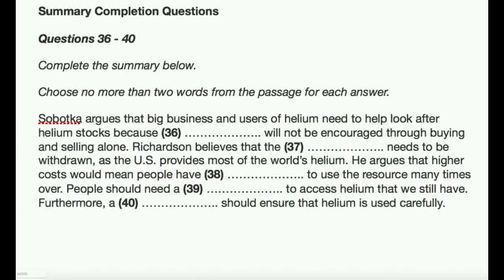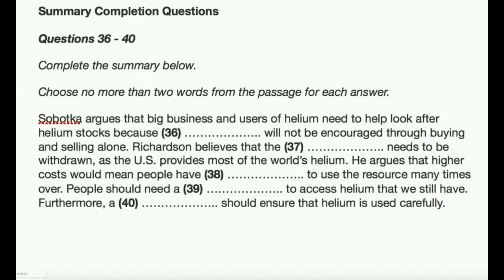In this lesson, we're going to look at IELTS reading summary completion questions. In summary completion questions, you are given a summary of a part of the reading, and you have to put words from the reading into the gaps. Now, some important points that you should know about.